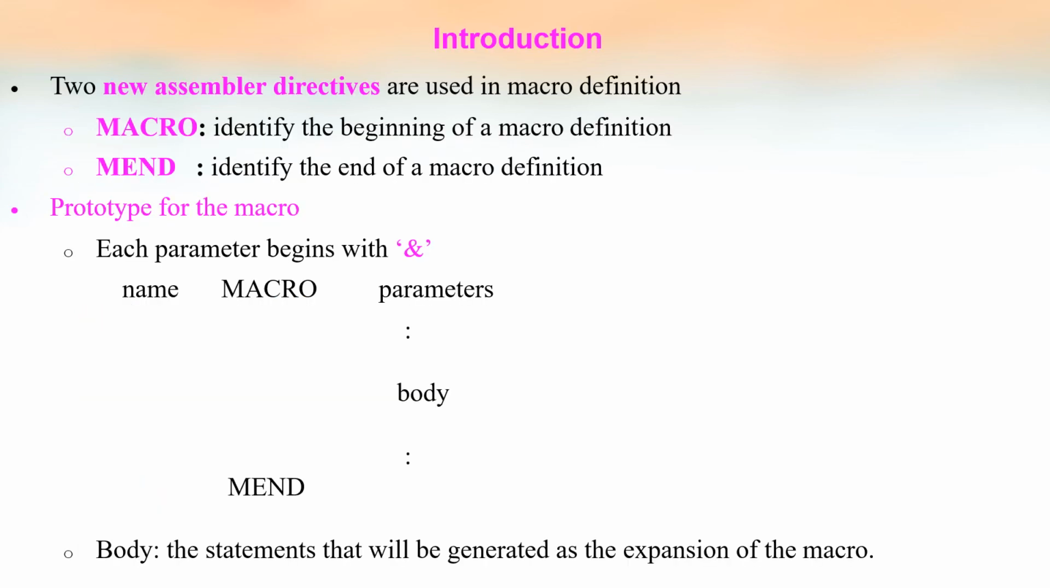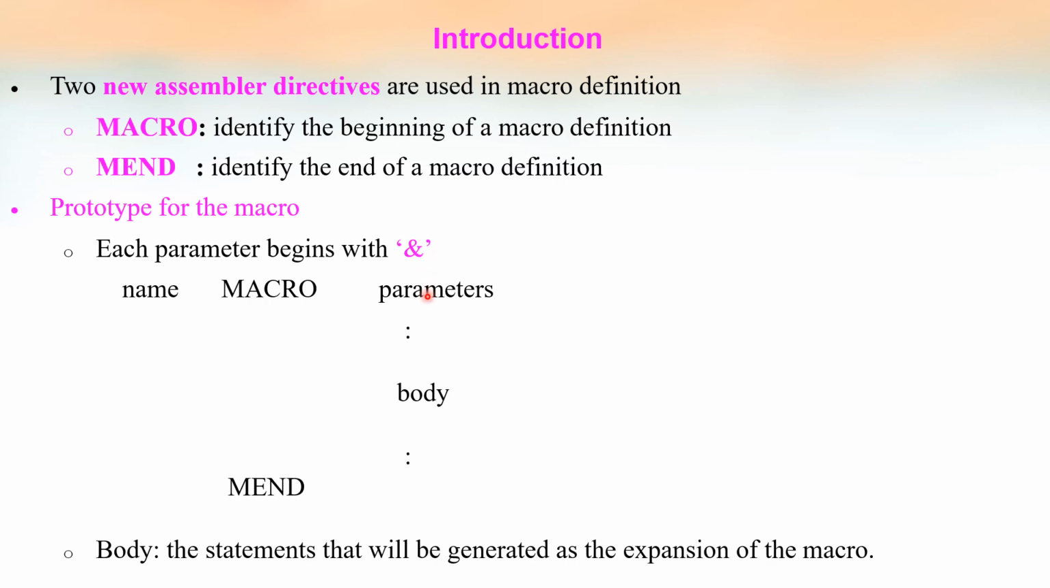A function definition has a syntax. Similar to that, the macro definition also has a syntax. For macro definition, two new assembler directives are used: MACRO and MEND. MACRO identifies the beginning of a macro definition, and MEND identifies the end of the macro definition. So this is the prototype, or syntax, for the macro definition. First, the name of the macro is given, similar to the name of a function. For example, for the add function, the name here will be add. Then the keyword MACRO is used in capital letters. Then the formal parameters, and each parameter begins with an ampersand symbol.